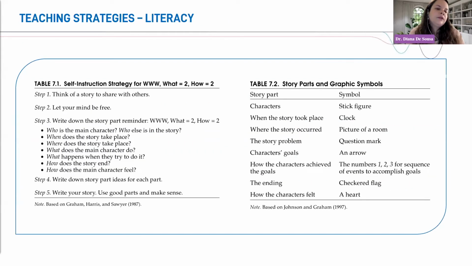So here I've included two teaching strategies. They both focus within the literacy arena. So the first is how you can incorporate self-instruction for how to give cues or steps for a child to write a creative writing exercise. So step 1, think of a story to share with others. Step 2, let your mind be free. Step 3, write down the story parts. Who is the character? When does the story take place? Where does the story take place? What happens? How does the story end?